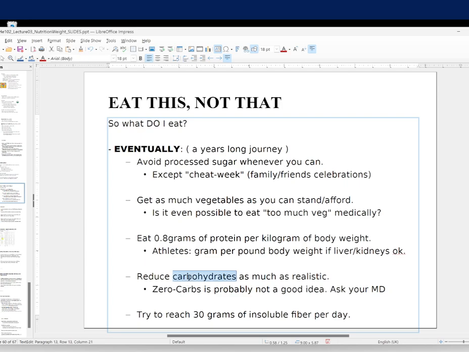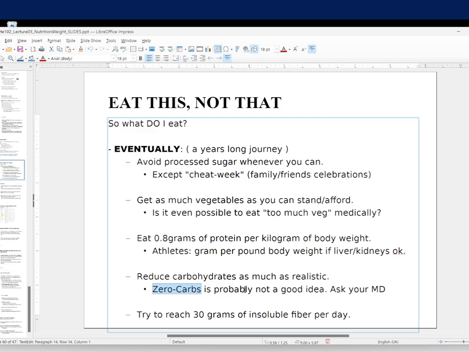Reduce carbs as much as realistic, not as much as possible, but realistic. Zero carbs is not a good idea because it can cause medical effects. So that keto diet, I don't like it. I see that the keto diet has some short-term benefits, but I'm worried about those people for their long-term health. And try to get around 30 grams of fiber per day.